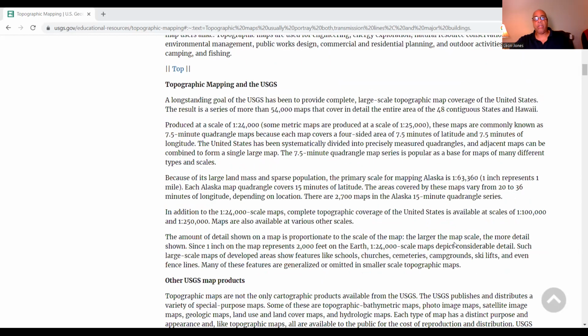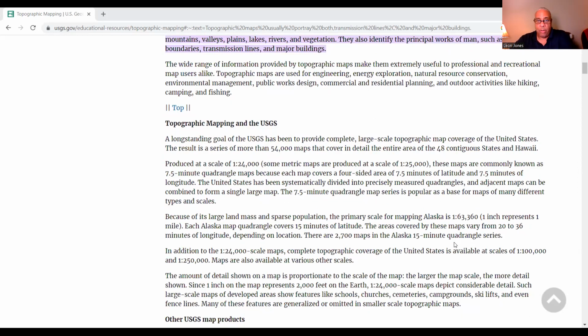Now, of course, when we deal with topographical maps, we also deal again with USGS. A long-standing goal of USGS has been to provide complete large-scale topographical map coverage of the United States. The result is a series of more than 54,000 maps that cover in detail the entire area of the 48 contiguous states and, of course, Hawaii. They are produced at a scale of 1 to 24,000, and some metric maps are produced at a scale of 1 to 25,000.